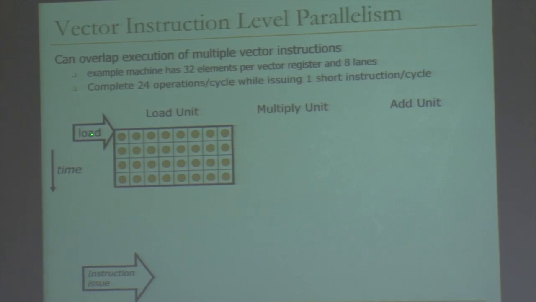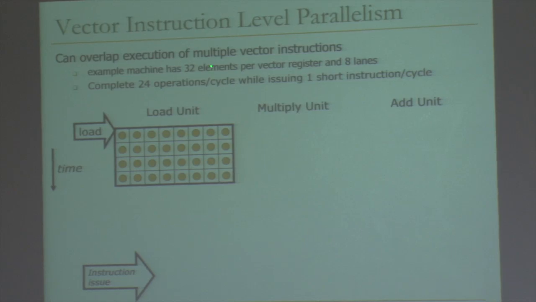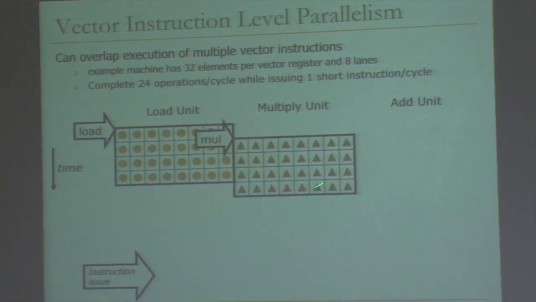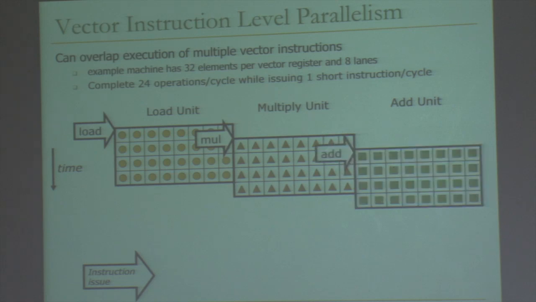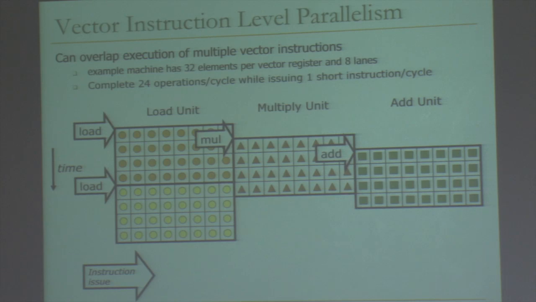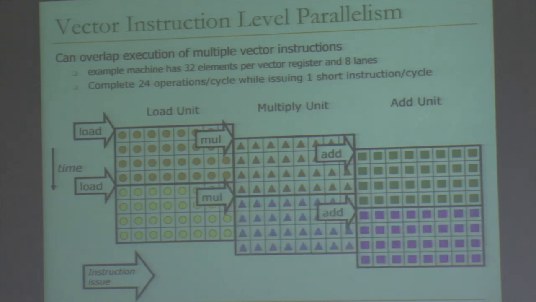A load, basically, in the first cycle operates on the 8 lanes. And because you have 32 elements per vector, it takes 4 cycles. A multiply does the same thing. An add does the same thing. And you're doing 24 operations per cycle. OK? So it's nice. I like looking at these colorful pictures.